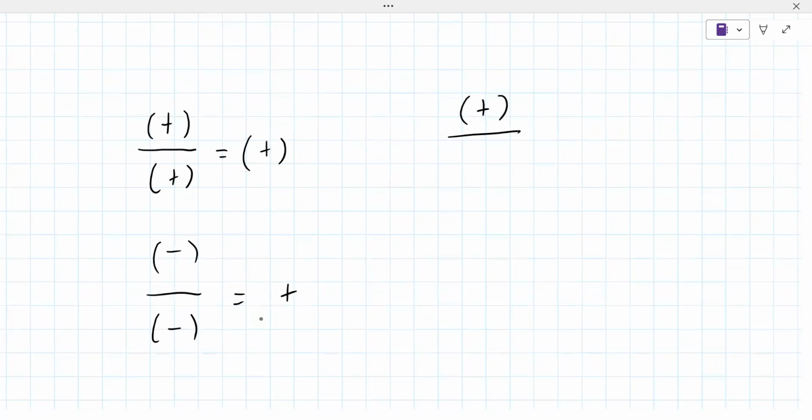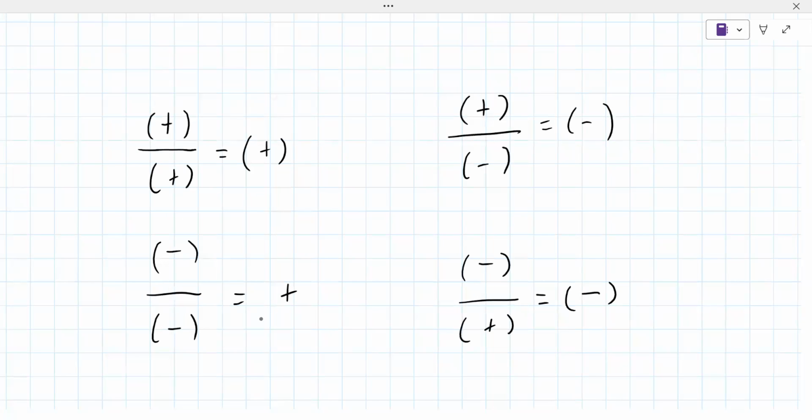Is it just the same as the table from before? It's exactly the same, but I'm writing it down here just in case. When they're opposite in sign, it becomes negative. So it's exactly the same as multiplication. You just have to recognize the rule.